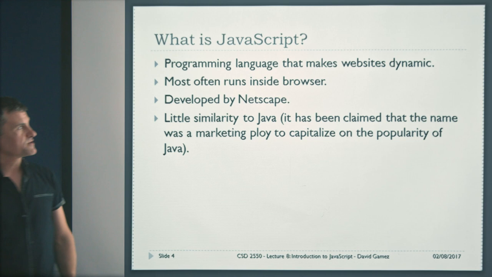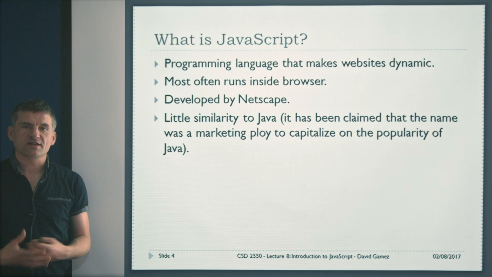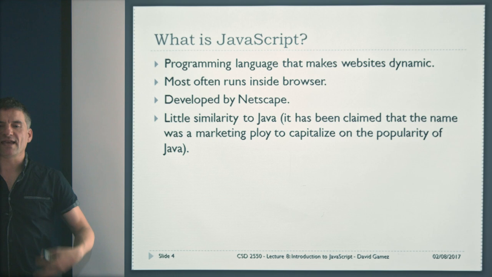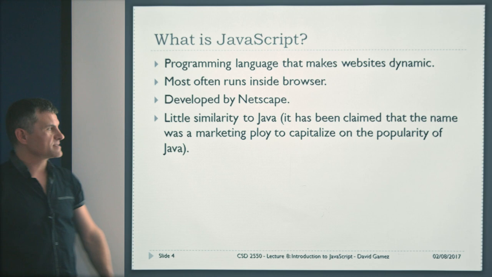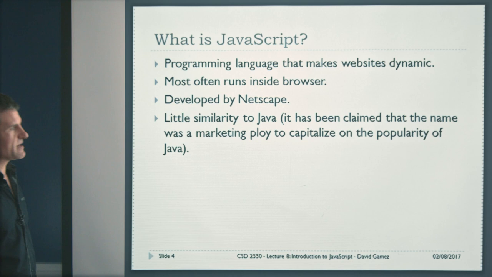All right, so JavaScript is a programming language that makes websites dynamic. Most often, it runs inside the browser, so you put some script, some JavaScript inside the browser, which executes that, and it dynamically changes the HTML that you see. Developed by Netscape originally, it's got very little similarity to Java, although it's been claimed that the name was a marketing ploy to capitalize on the popularity of Java.